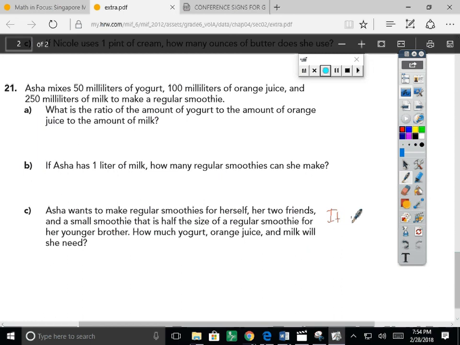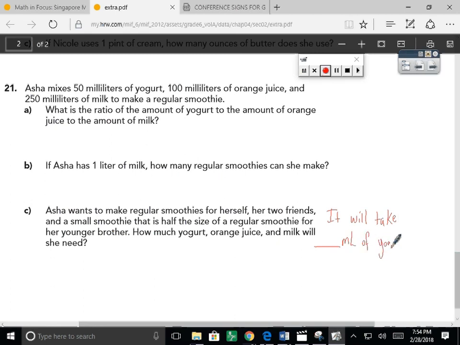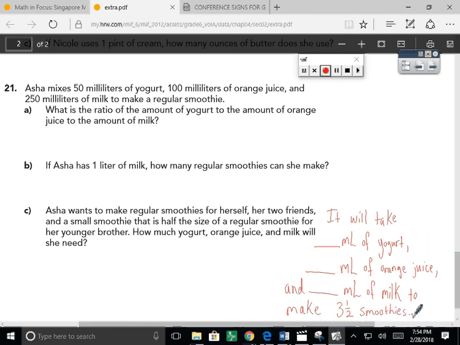I might start by saying it will take blank milliliters of, remember we're talking about yogurt, comma, blank milliliters of orange juice, and blank milliliters of milk to make, what is she making today? Smoothies. How many? 3.5 smoothies. Ooh, even better, you could tell me it will take Asha. Just added a detail. You get the idea.